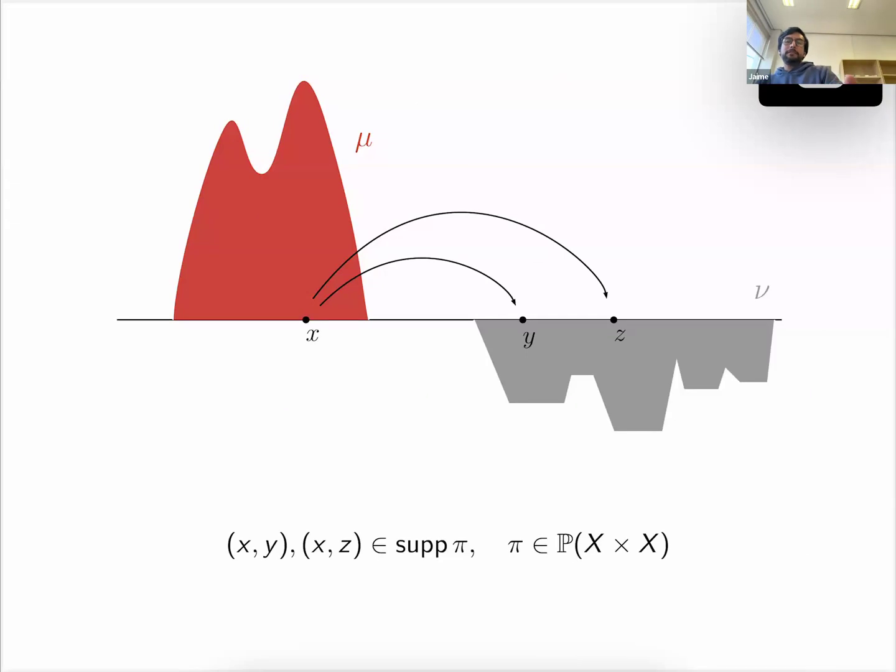In the end, you have all of these ways to send mass from one point to another, described by pairs of points X and Y, where X is where we're taking the sand and Y is where it's being taken to. This will now be a probability measure pi, but defined on the product of our space with itself. And once we have this, we would like to find the best way to send all of the sand from mu to nu. And this is basically the optimal transport problem.